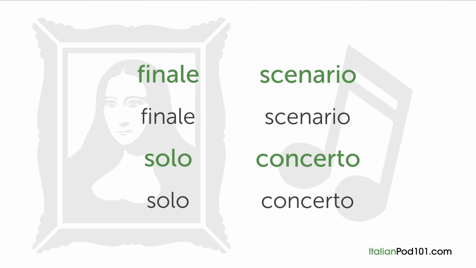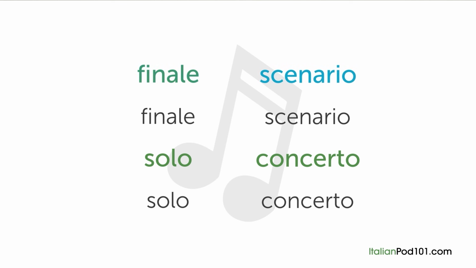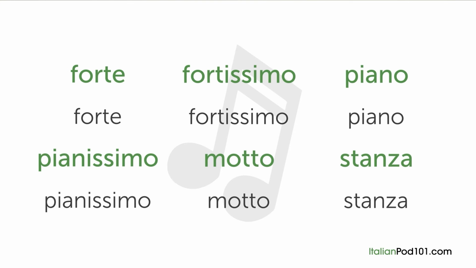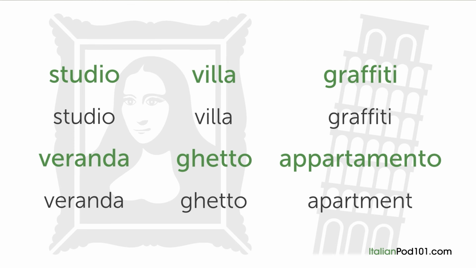Music and art also have plenty of Italian loanwords. Take finale, scenario, solo, and concerto. Those are all commonly used in English. There are lots more on a technical level too, like forte, fortissimo, piano, pianissimo, motto, stanza. In arts and architecture, studio, villa, graffiti, veranda, and ghetto, as well as apartment from appartamento, are all Italian loanwords.